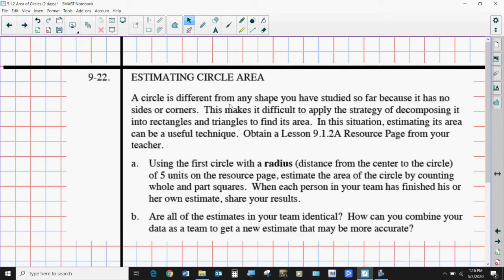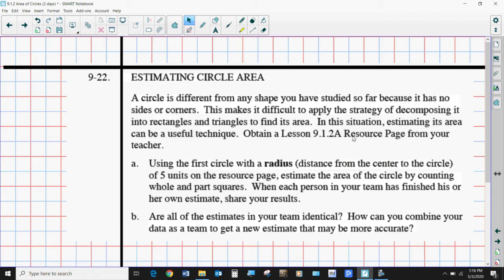All right, so a circle is different from any shape you have studied so far because it has no sides or corners. This makes it difficult to apply the strategy for decomposing, that is, breaking it into parts, finding out the area of the parts, and putting it back together like we can for triangles and trapezoids and some other complex shapes. In this lesson, estimating its area can be a useful technique.